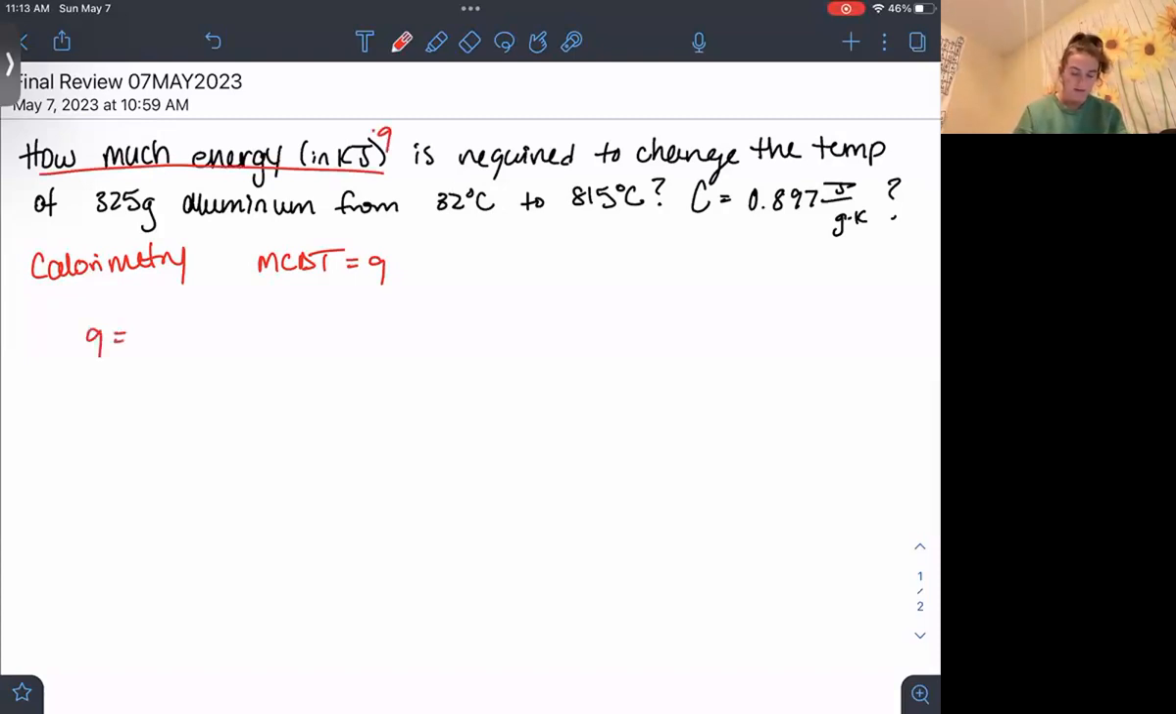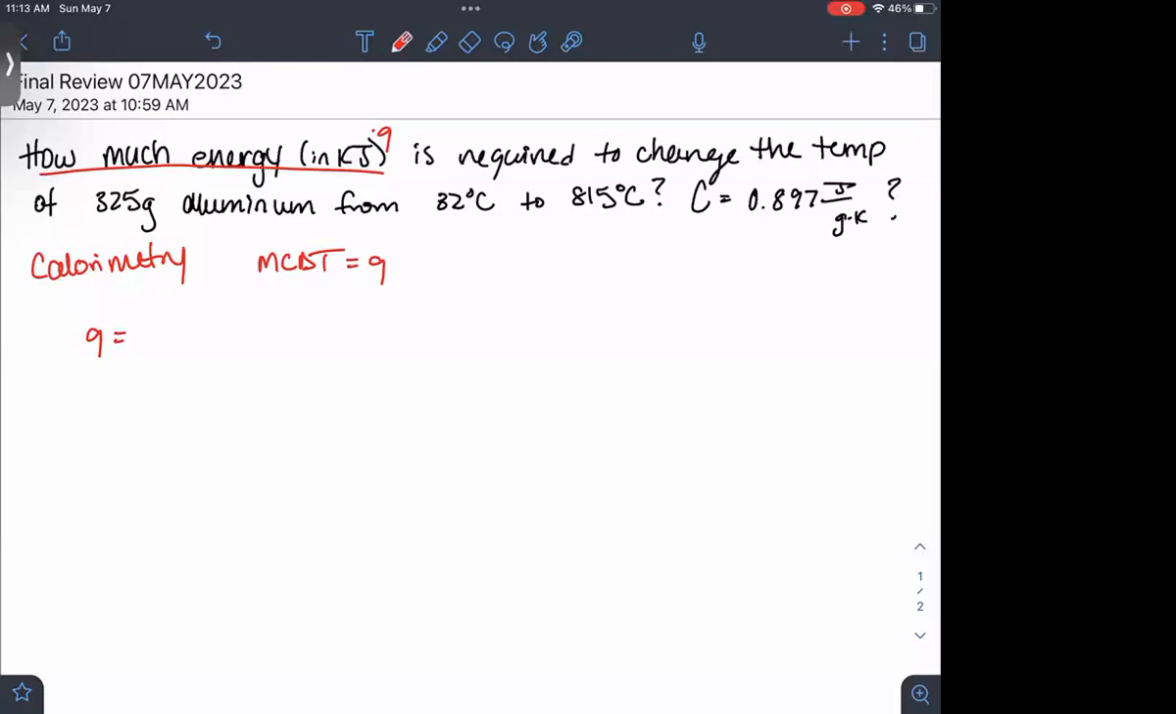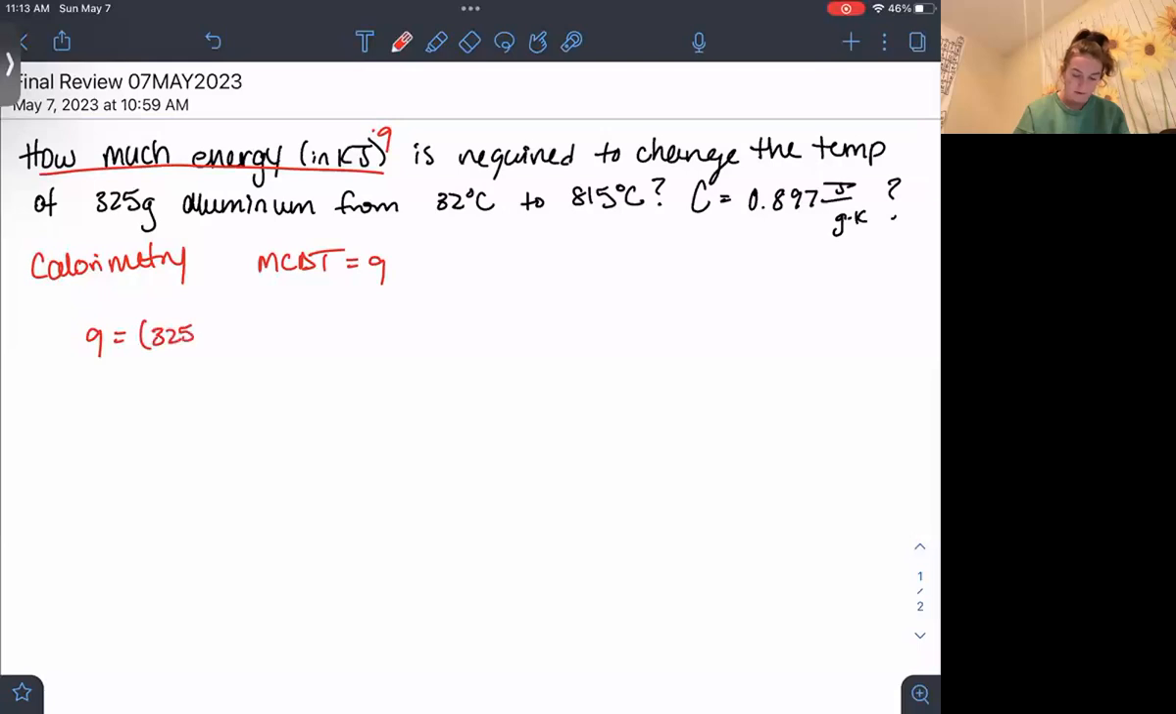Okay, so if we're going to set this up, we say Q is equal to, what's our mass? Good. Yep, 325. That's in grams. What's our C? Awesome, 0.897. This is joules per gram times Kelvin. And then what's our delta T? Okay. And what units is delta T in? Okay, awesome. Great job, or great question, Sam.